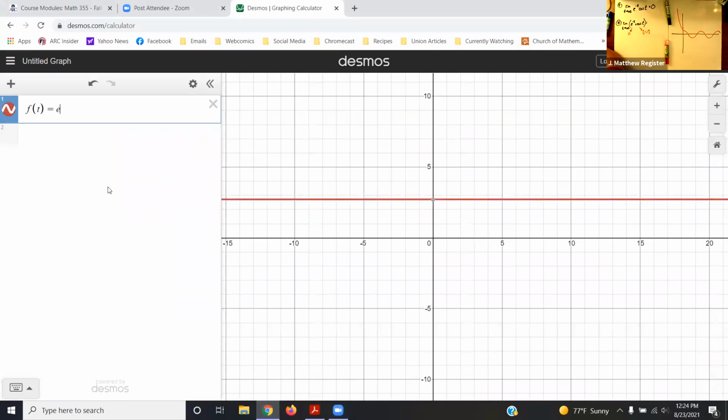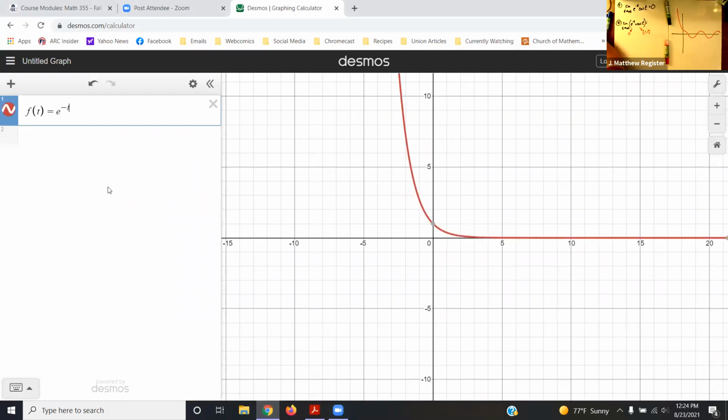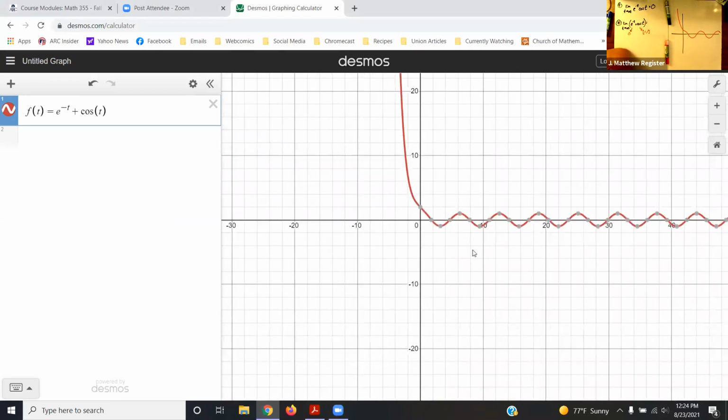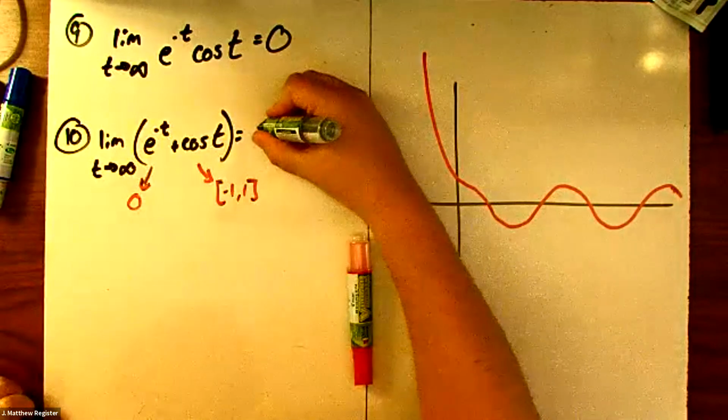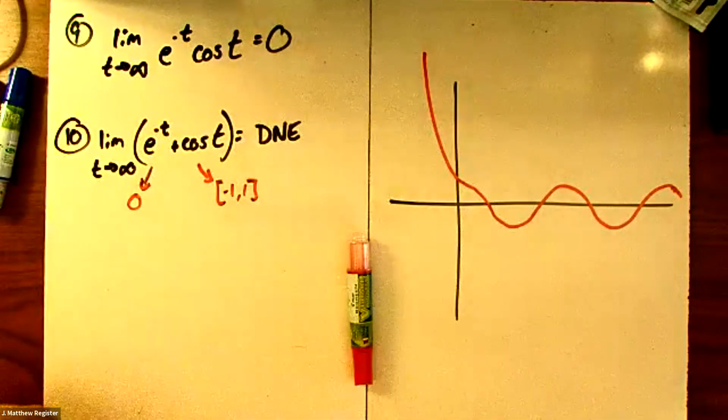And so if we were to do e to the negative t plus cosine of t, notice how on the left it looks like an exponential, but on the right side it turns into a cosine. And that's because the exponential adds next to nothing over on the right side because it gets so small so fast. And so does this have a limit? The answer is no. The limit does not exist. It is oscillating.